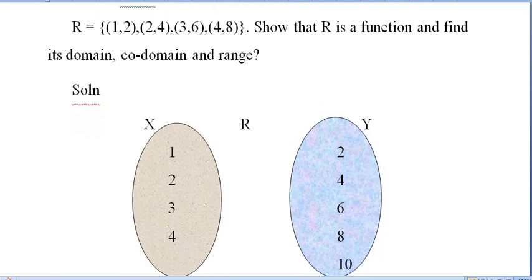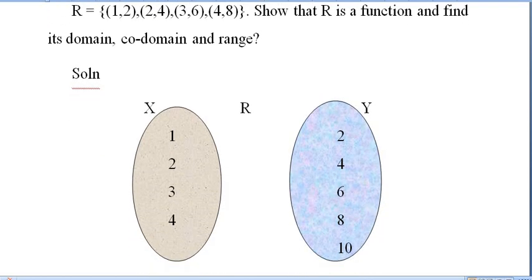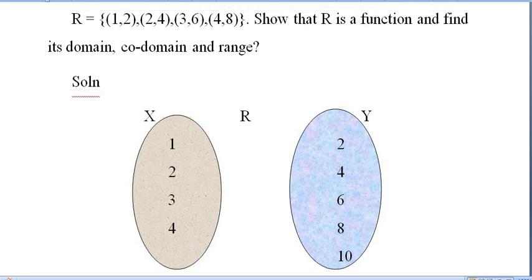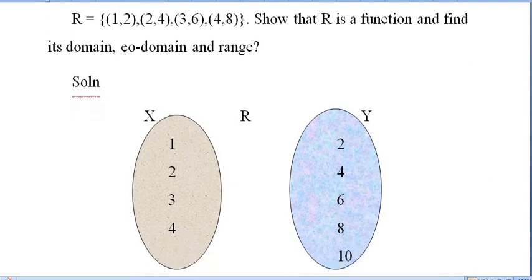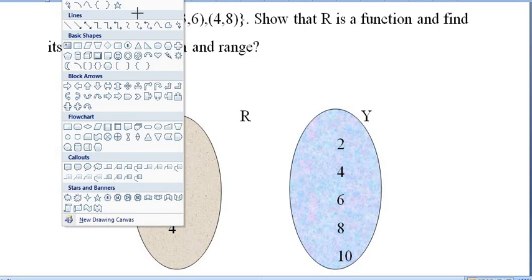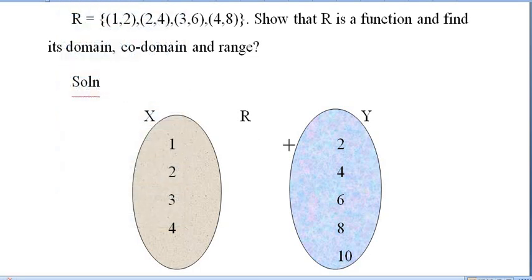Now we are going to see everything here. I have drawn set X here with 1, 2, 3, 4 and set Y with 2, 4, 6, 8. Now for R, (1, 2): we are going to join 1 and 2. See here, 1 and 2 has to be joined. In the same way, 2 and 4 has to be joined.